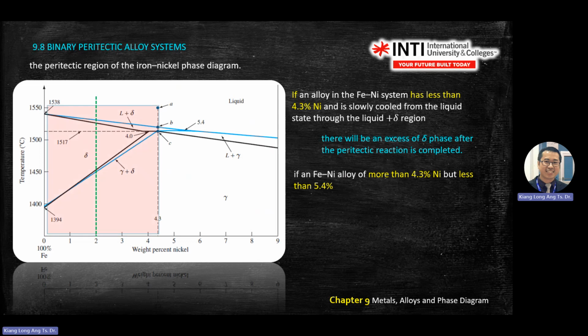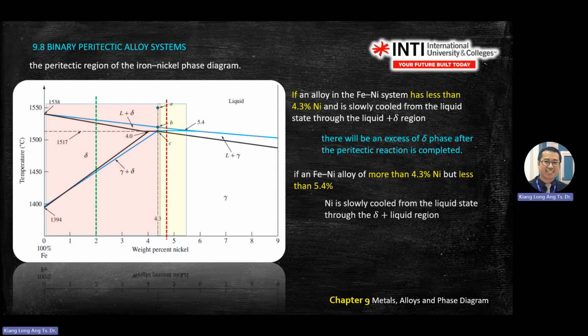Okay, so if the ferrum nickel system is more than 4.3 nickel but less than 5.4%, the alloy will slowly cool from liquid state through the delta plus liquid region here to here. There's a triangle here. So then, if in the yellow color box here, there will be excess of liquid phase after the peritectic reaction is completed.